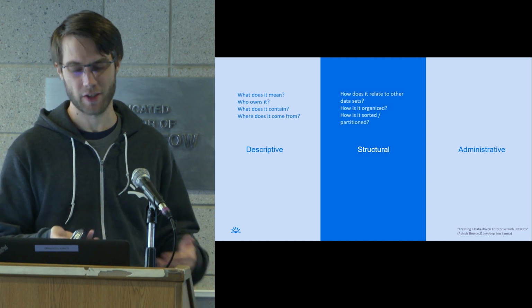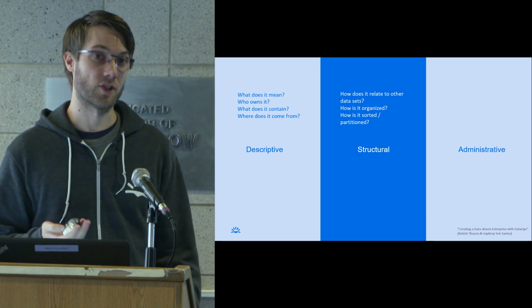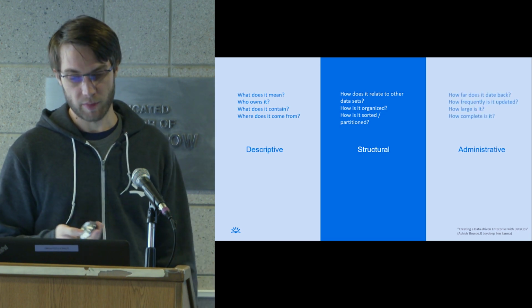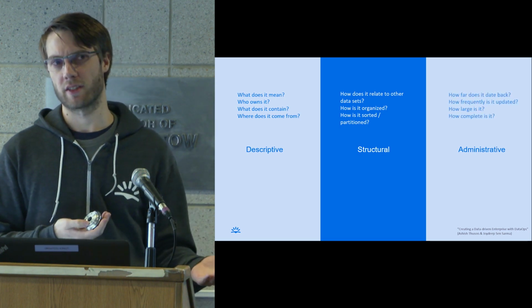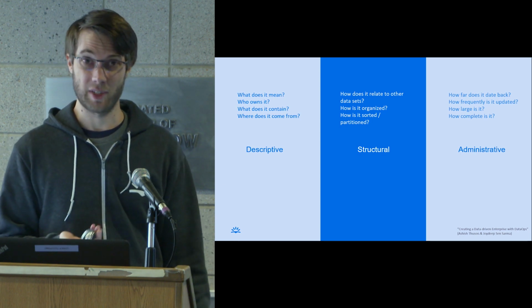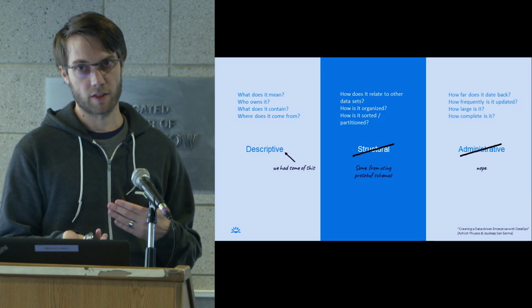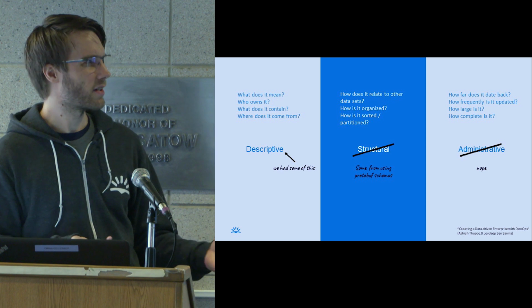Structural metadata is: how does it relate to other data sets? How is it organized? How is it sorted or partitioned? And administrative metadata is more about: how far does it go back? How frequently is it updated? How large is it? How complete is it? These are all really important questions. And what we found was that we kind of covered the first one.